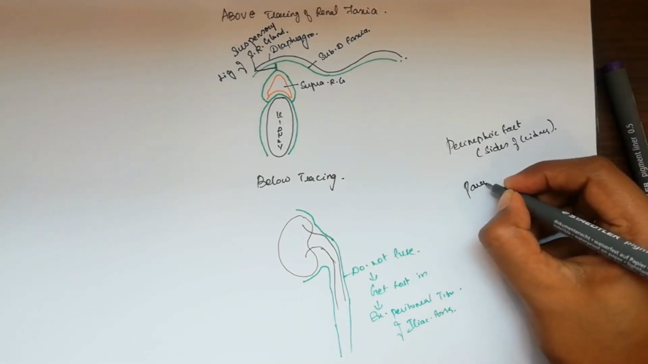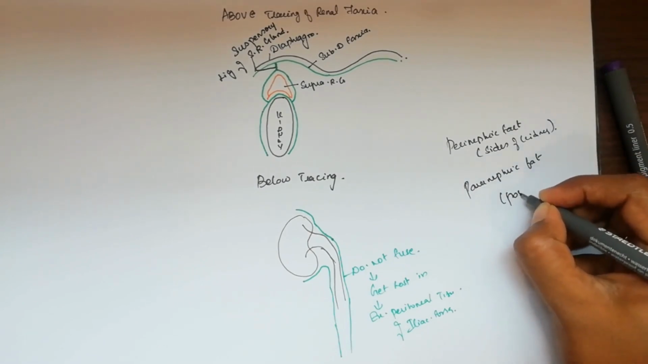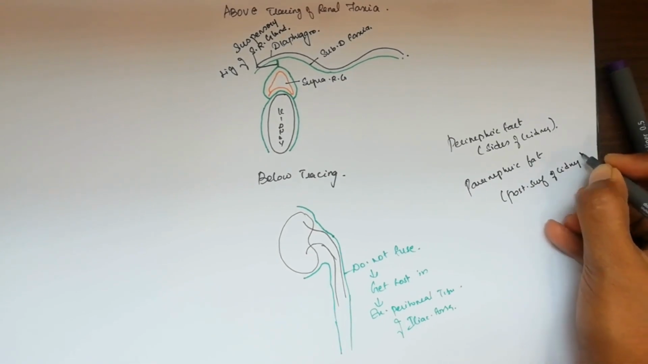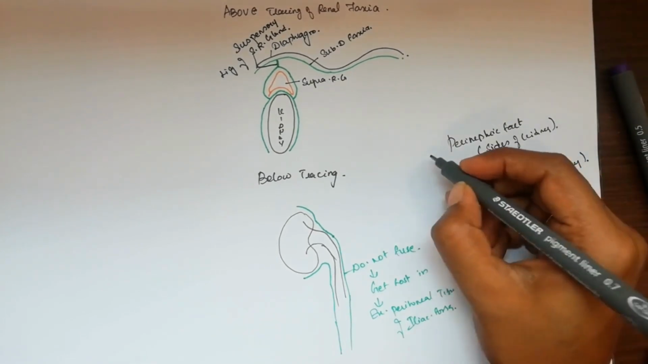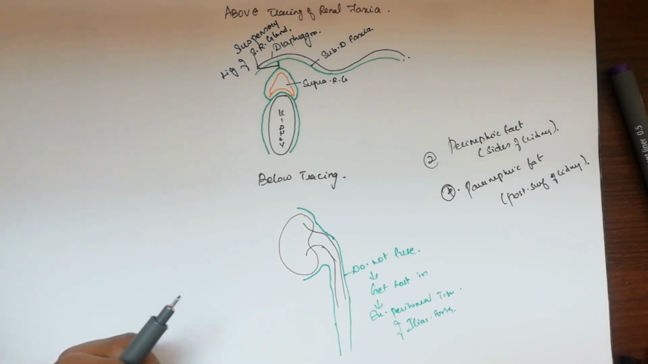And now paranephric fat is seen on the posterior surface of the kidney. This is the thing you have to remember: these two layers, the second and fourth layers of the covering of the kidney. So now we will move on to the parts of the kidney.